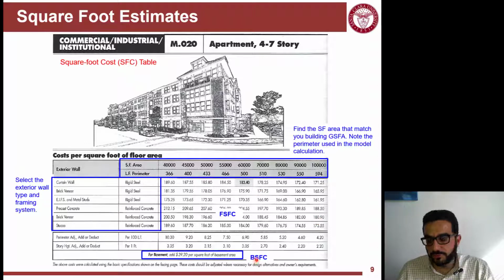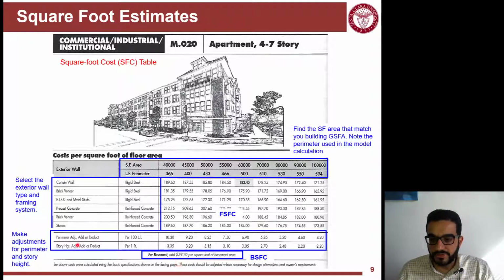This is the basement square foot cost that also goes into the formula. And this is the row where you can make adjustments. So let's say your square foot is 60,000. Your perimeter is not 500. It's like 700. It's kind of a weird shape of a building. So for these 200 extra perimeter linear foot, you multiply 6.9 times 2, because this 6.9 is for every 100 linear foot extra than the standard one. So you adjust your calculations this way.